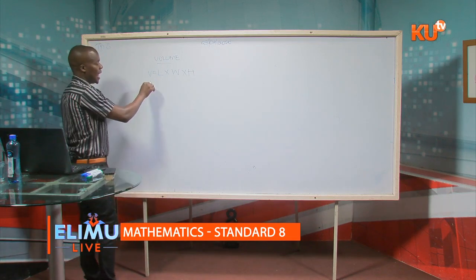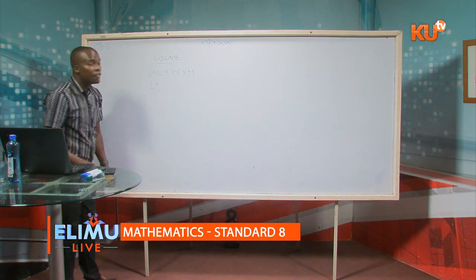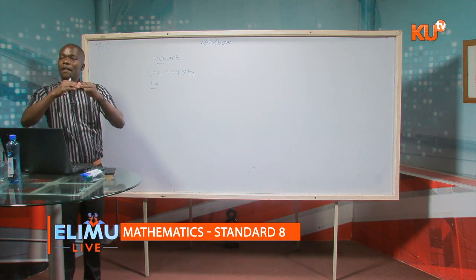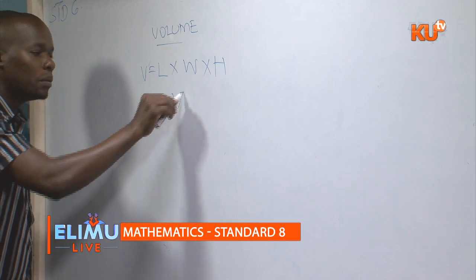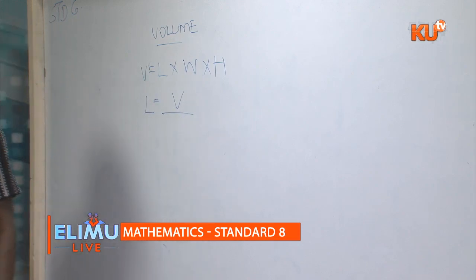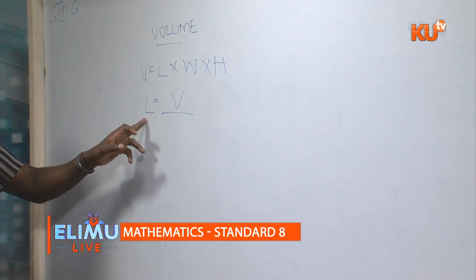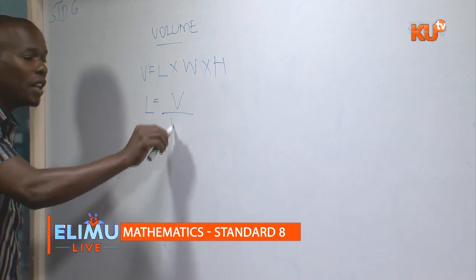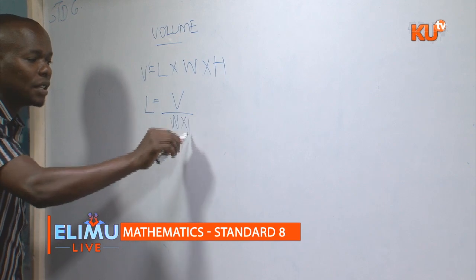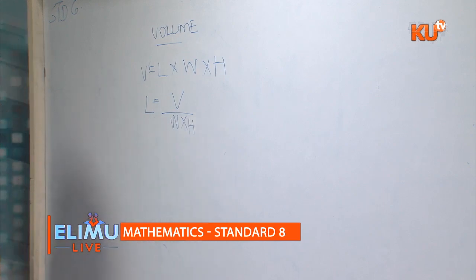Length, first, volume is the biggest out of them. So it will be volume over, we want to find length, what's left? Width and height. So volume over width times height. Take it down, that one, very important.